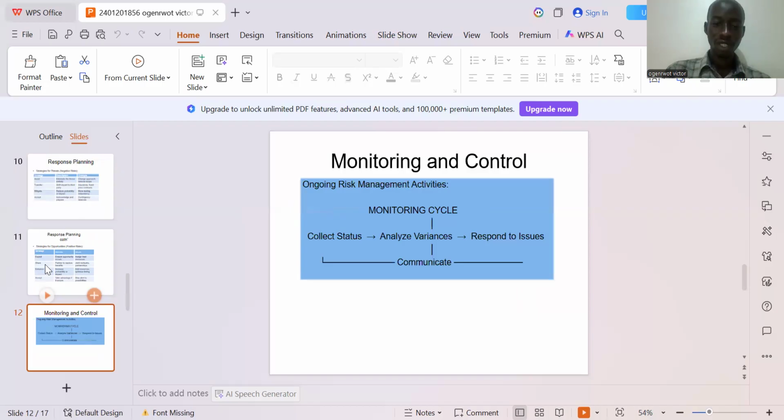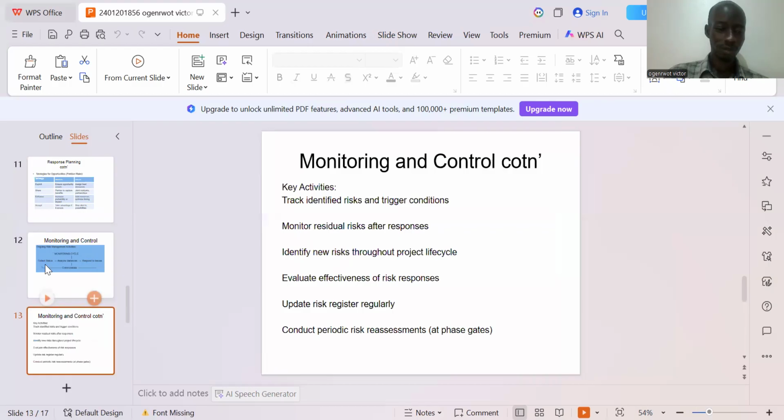Coming here, we have monitoring and control. How do you monitor risks and how do you control these risks? Number one, you have to collect status. You have to analyze. Analysis is quite key to understanding the nature of the risks you're dealing with, and you respond. But amidst all this, one key thing that is important is communication. There has to be communication with stakeholders. All stakeholders have to be involved to make sure that no one is left behind.